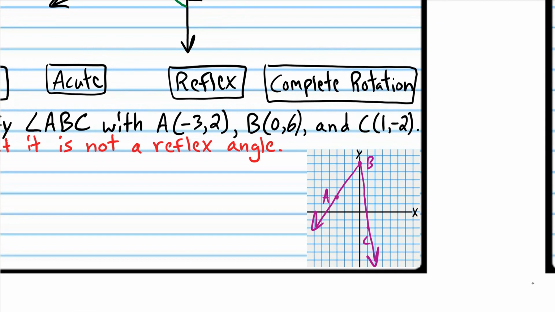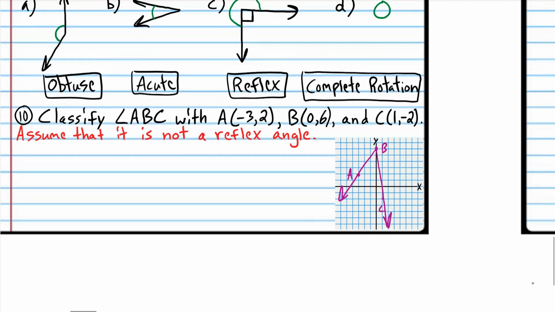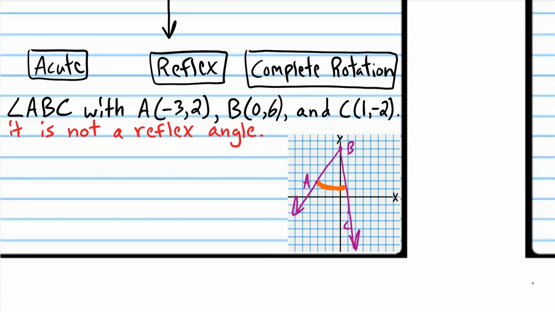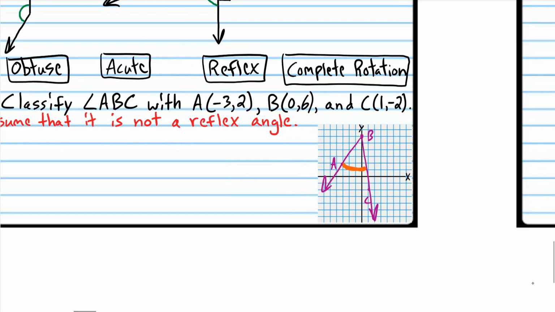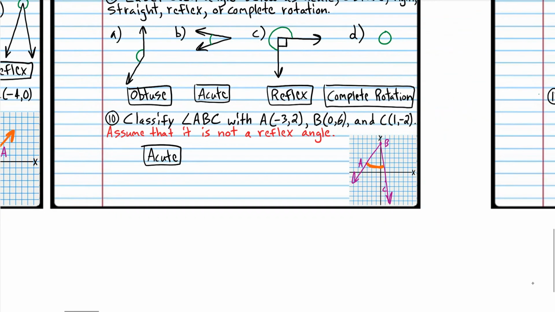And we're supposed to assume that this is not a reflex angle. So we're not talking about this angle back here. We're talking about this angle here. And if this were a right angle, then it would look something like this. That's 90 degrees. But that orange is less than 90 degrees, so it's going to be an acute angle. So this is just one of the types of problems that you may see. So if you got that one right, excellent.